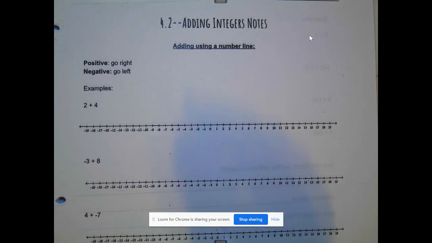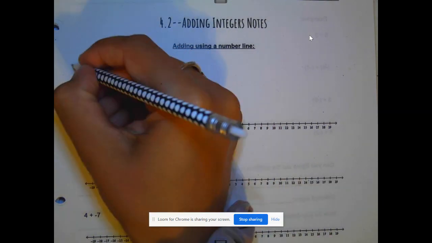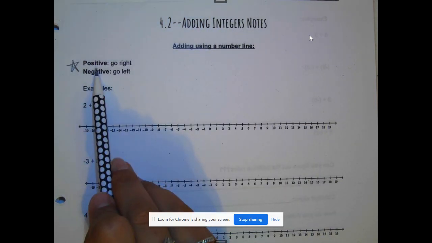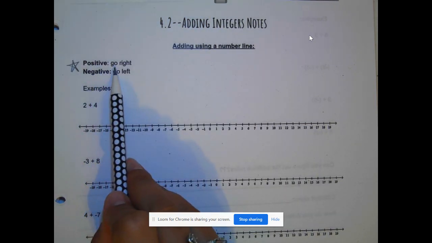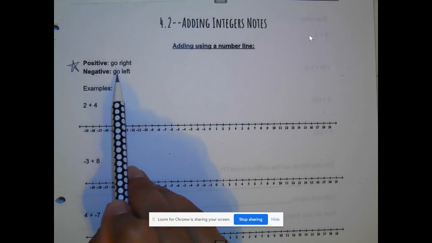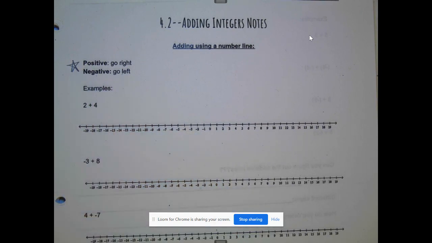So this first thing says adding using a number line, okay? And over here I would put a star. If you're adding a positive number, you go to the right on the number line. If you're adding a negative number, you go to the left on the number line. So let's look at this first example.